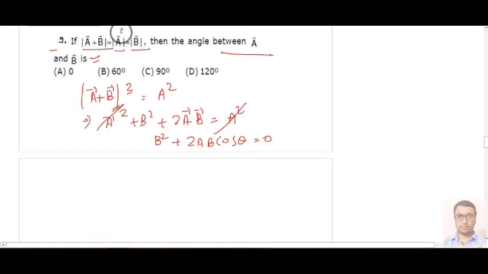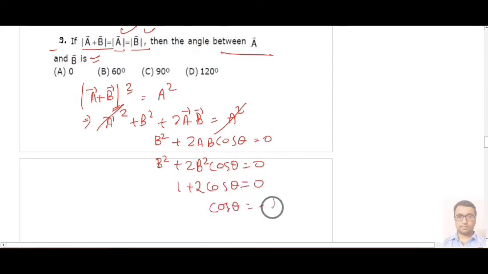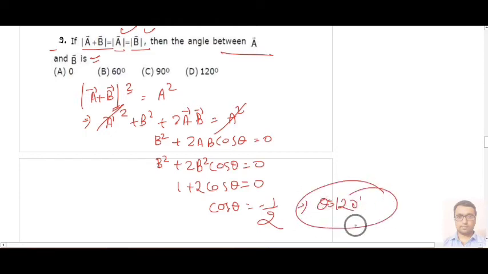So we know that a and b both have equal magnitude. So we will write b square plus 2b square cos theta equal to 0. And from here 1 plus 2 cos theta equals 0, or cos theta equals minus 1 by 2. From here you can say that theta equals 120 degrees.